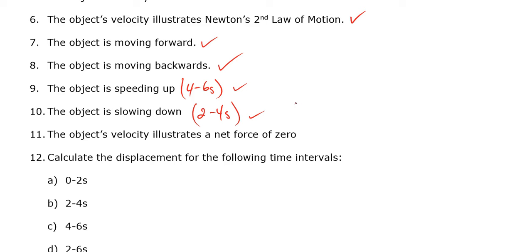11, the object's velocity illustrates a net force of 0. Right, net force of 0 means constant motion. So we actually already answered that question.